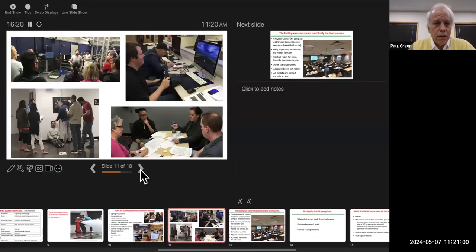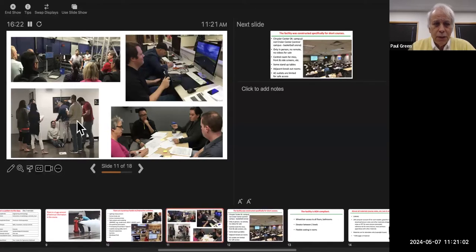Here are some images that just show you the kinds of things we do. Here's something from a tour. Here we're doing the workload assessment. Here's kind of a group interaction. And finally, in the lower left-hand corner, you can see them doing some anthropometry measurements.